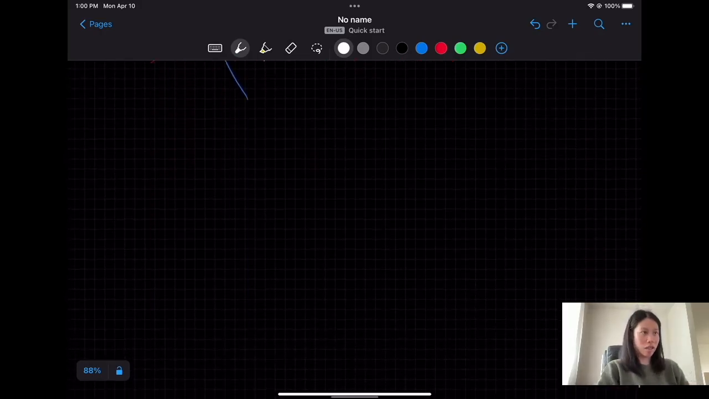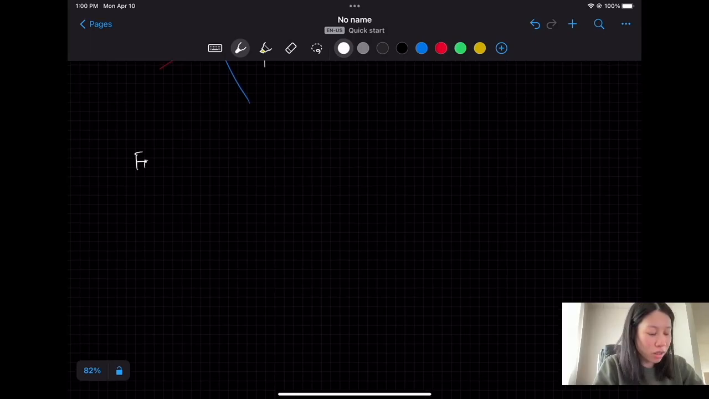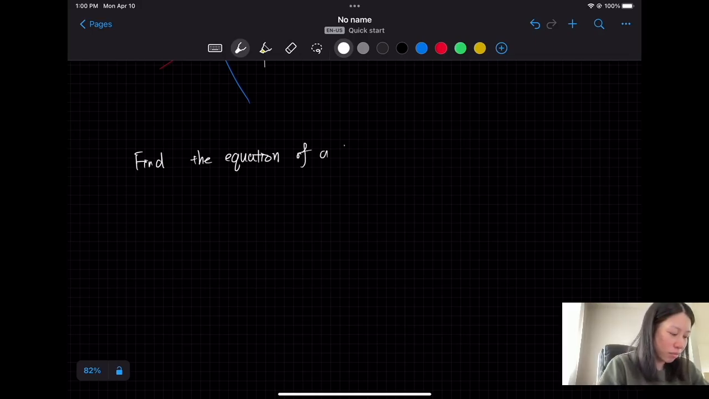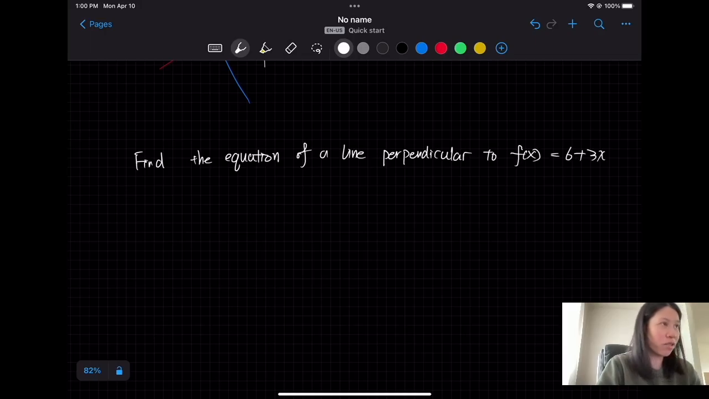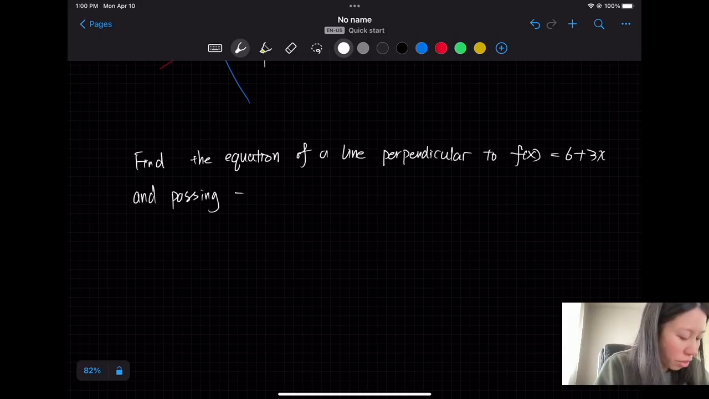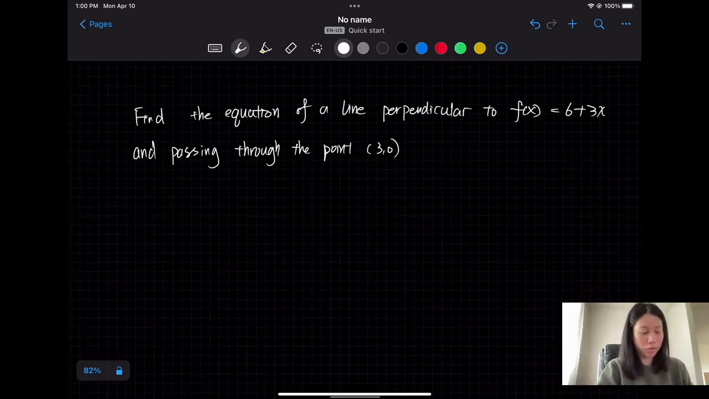So now let's try this. If I want you to find the equation of a line perpendicular to f of x equals 6 plus 3x and passing through the point (3, 0). So how do I do this? Let's draw this. What does this look like?